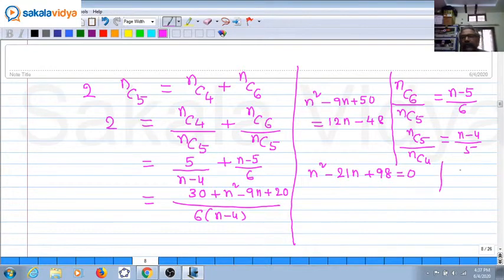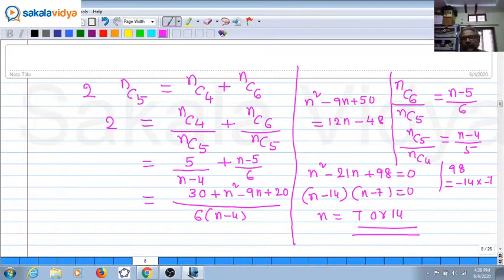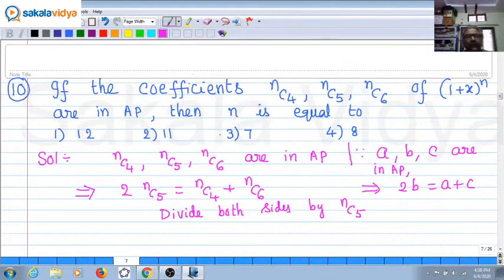So now here 98 can be written as minus 14 times minus 7. That's why this can be written (n minus 14) into (n minus 7) equal to 0. So we get n is equal to 7 or 14. So this is the answer. n is equal to 7 or 14. That means in the options we have 7. So that means third option is the right option.